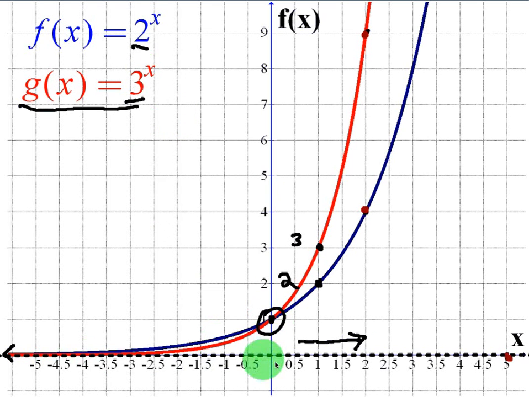And then once it gets past 0, the red function g, which has a bigger base, ends up being bigger. Why? Because, for example, 3 to the first is 3, 2 to the first is 2, so obviously it's bigger. And you can see it takes off more as time goes on because it has a bigger base. That's probably the most important thing to know from this lesson. The bigger the base, the faster it's going to grow past 0, but before 0 it's going to be smaller. At 0 they cross.